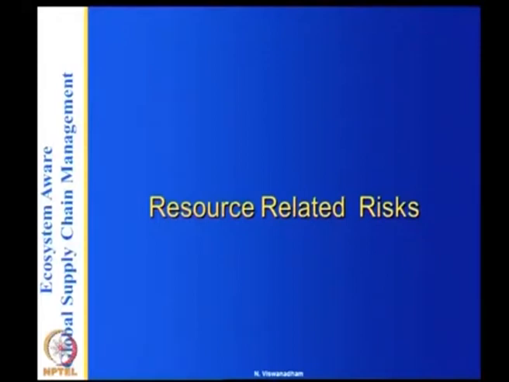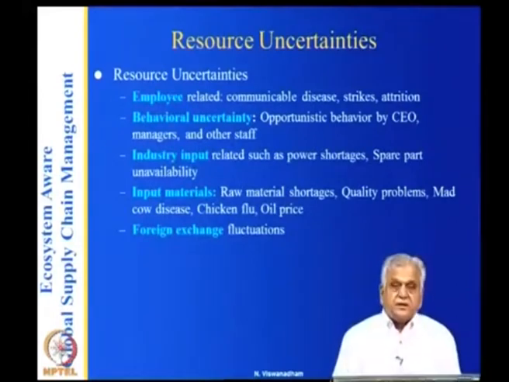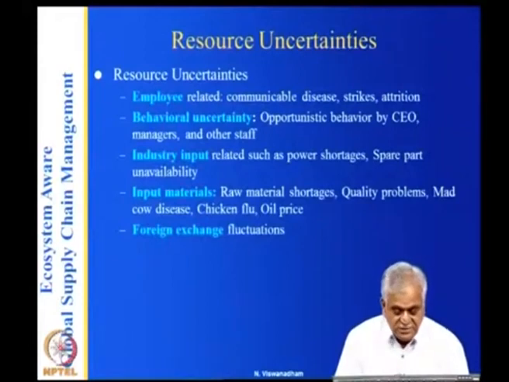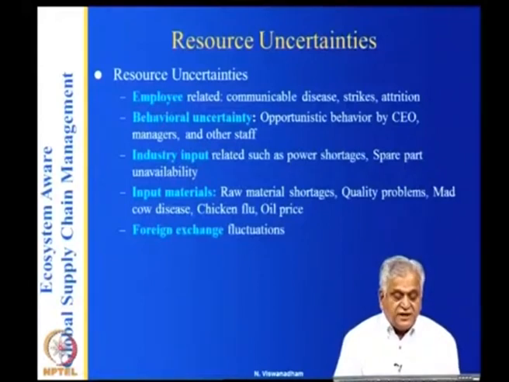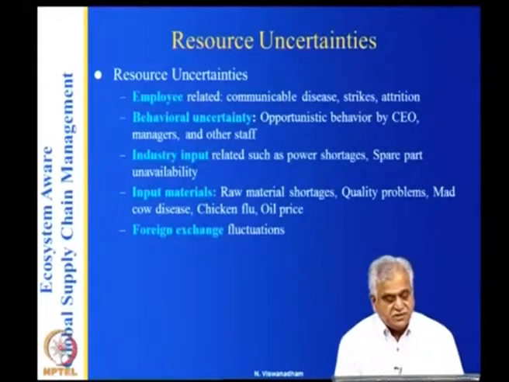Let us look at the second one, the resource related uncertainties. These are basically employee related: communicable disease, strikes, and attrition. When H1N1 struck China, there was a lot of problem. With flus and others, the number of working hours comes down drastically, and employee productivity comes down because of the disease. Then there is behavioral uncertainty, which is opportunistic behavior by the CEO, managers, and other staff.